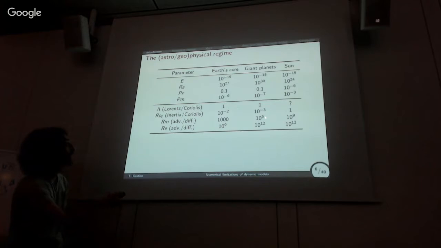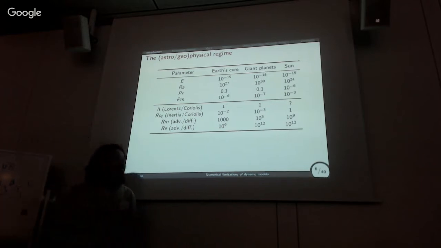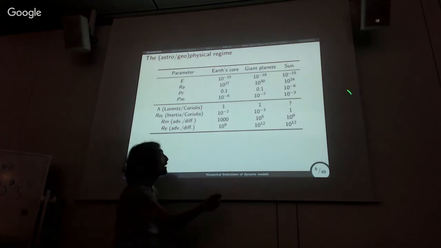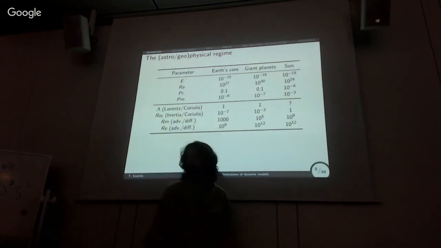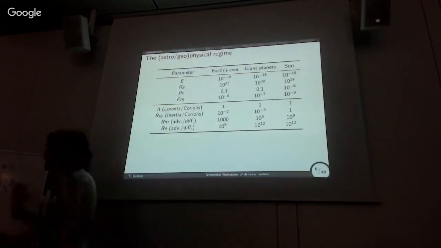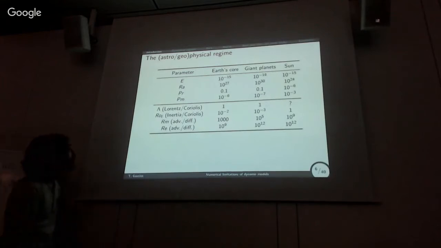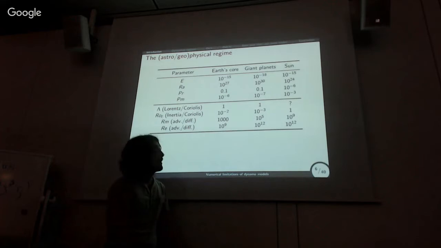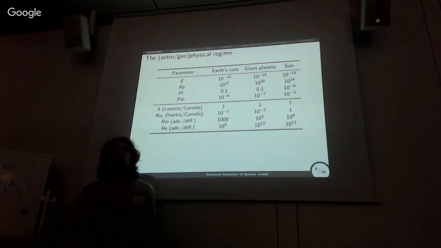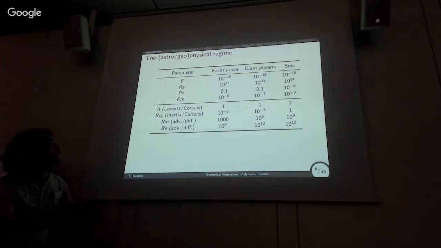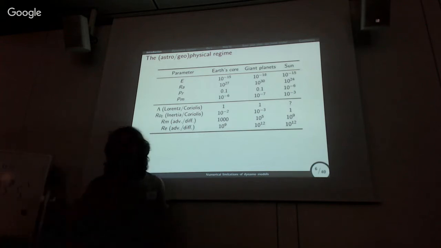So for Earth's core, for giant planets, this is tiny, or at least it's significantly smaller than 1. For the Sun, it's around unity. So you can see it this way. This local Rossby number here can be seen as a ratio of the typical turnover time of your convective eddies to the rotation period. Or the other way around, actually, the rotation period over the turnover time of convection.